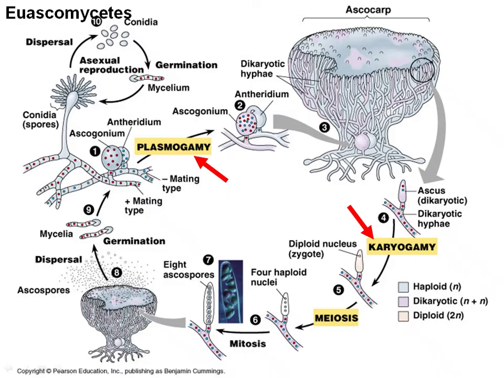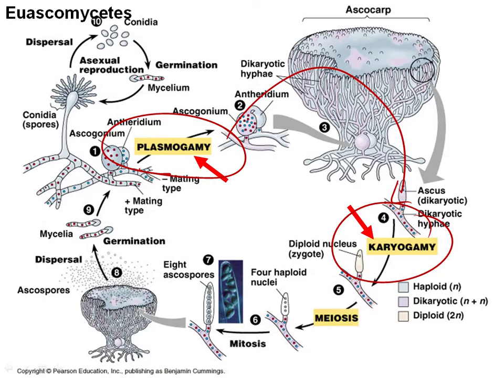But now let's look at the Euascomycetes. The Euascomycetes are very weird compared to what we've seen before. We're going to go through this diagram at least three times in the next half an hour, maybe four. So we don't have to get everyone to understand everything off of the diagram the first time you're seeing it. What we need to understand is that here's plasmogamy over in this part of the life cycle. This other stuff happens in here, and here's karyogamy.